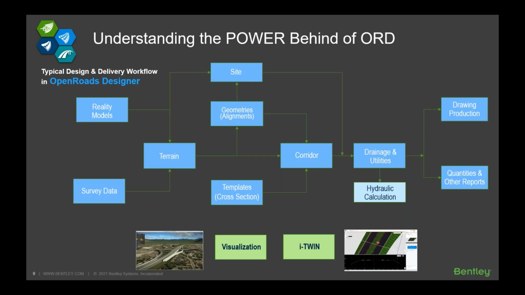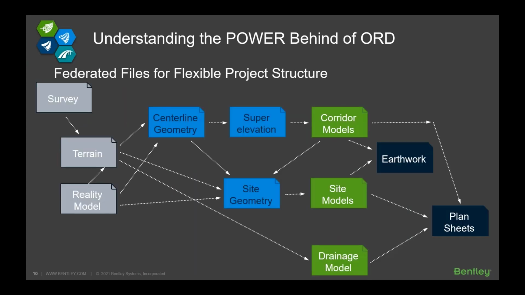But how do we address all this? With ORD, the simple approach of file federation addresses all these challenges. It would be great if we have an all DGN format, which makes the collaboration easier, okay? But still, handling such numerous files are tough to manage.